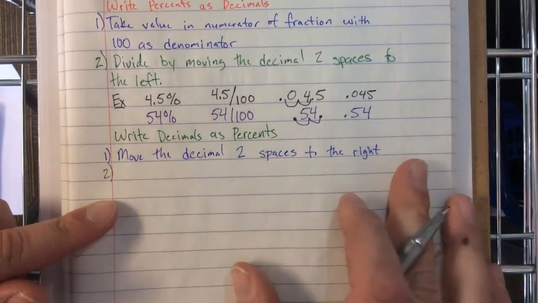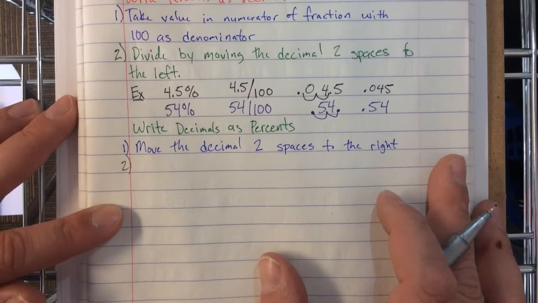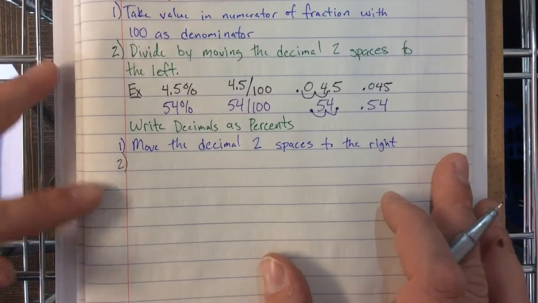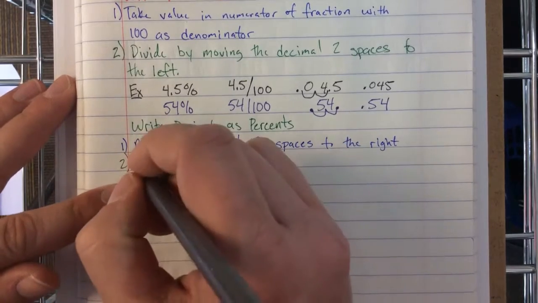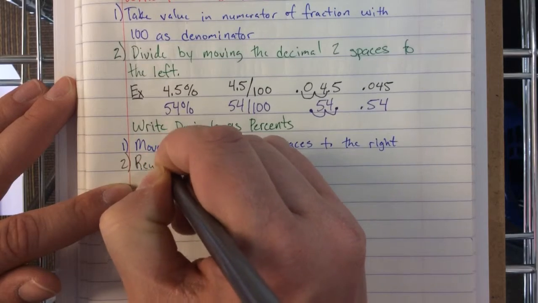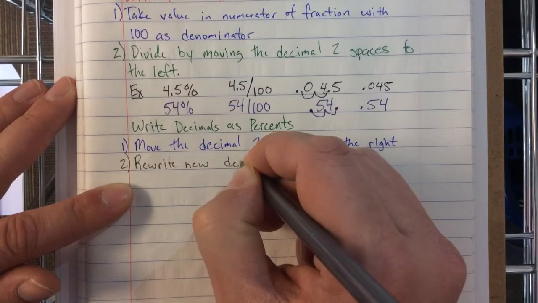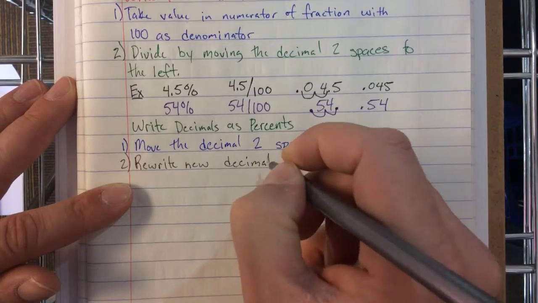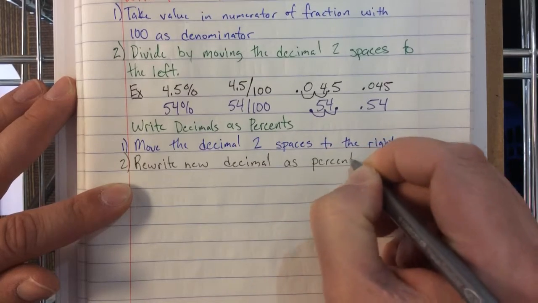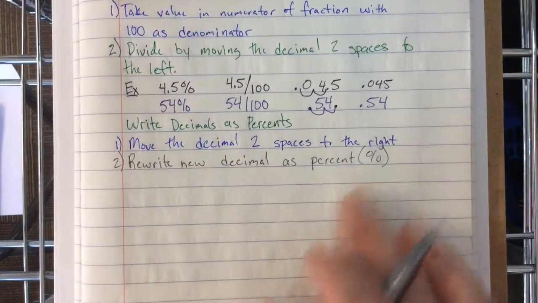Are you moving to the right this time? Because it's opposite of what you just did. You're undoing what you did. So the second step is rewrite the new decimal as a percent. And don't forget to put your percentage sign in there.